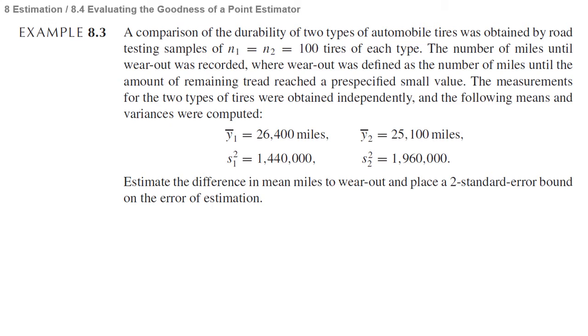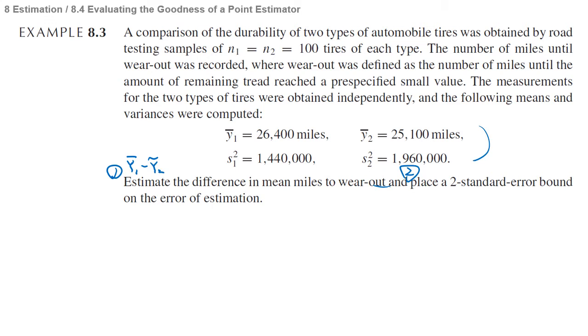So here's the information. Estimate the difference in mean miles to wear out, and this is the first question, and place a two standard error bound on the error of estimation. So for the first question, estimate the difference in mean miles to wear out, which is actually very easy: Y1 bar minus Y2 bar. So Y1 bar minus Y2 bar would be our estimate.